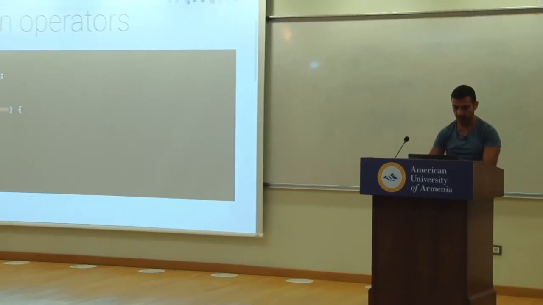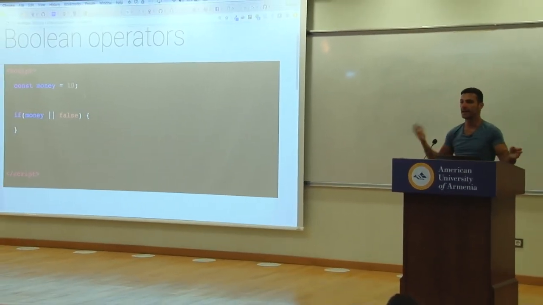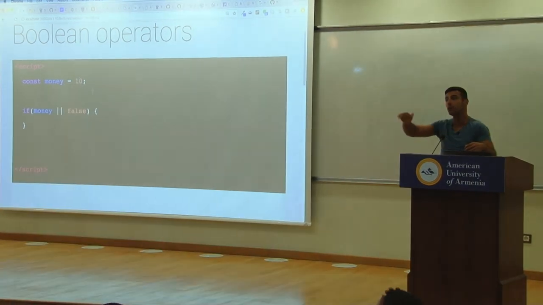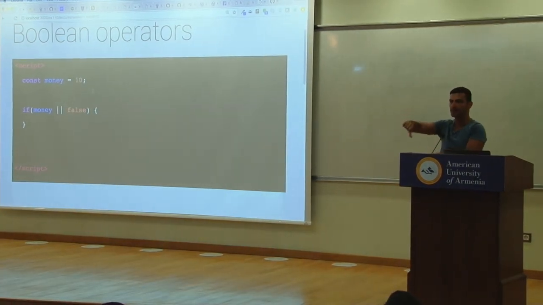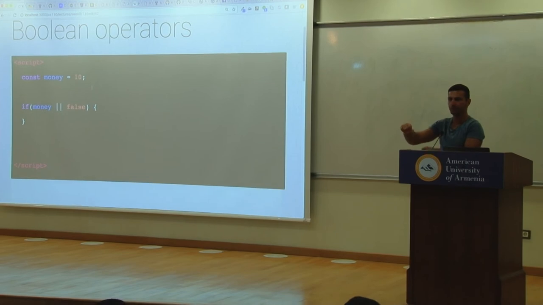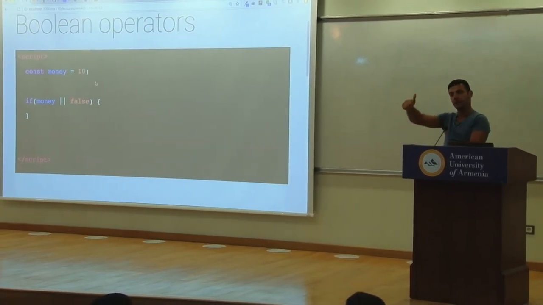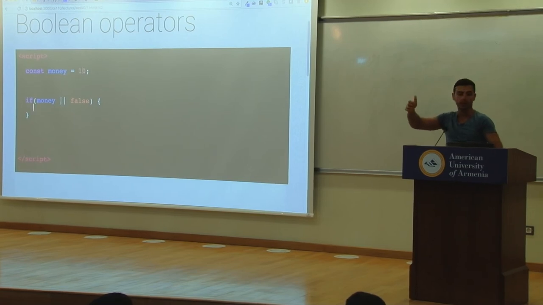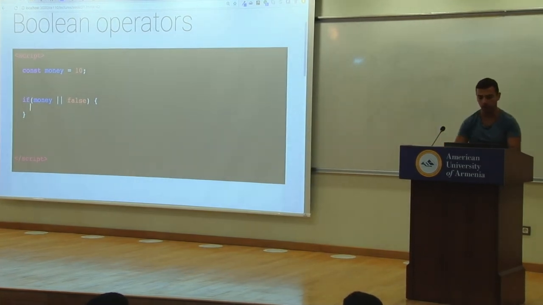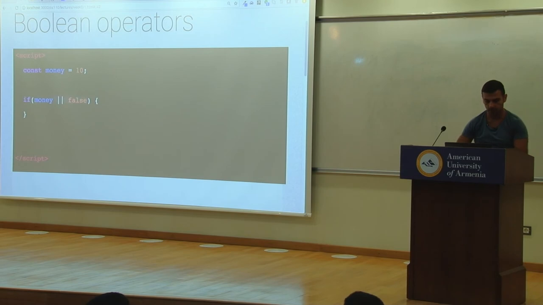But actually, let me do or. And let me have this be not zero, but 10. Is 10 truthy or falsy? Truthy, right? Why? Because it's not one of the falsy values, it's not one of the empty values. It's not zero, it's not undefined. So it's treated as truthy, therefore the Boolean operation will return true. Did I answer your question? Yes, sir.